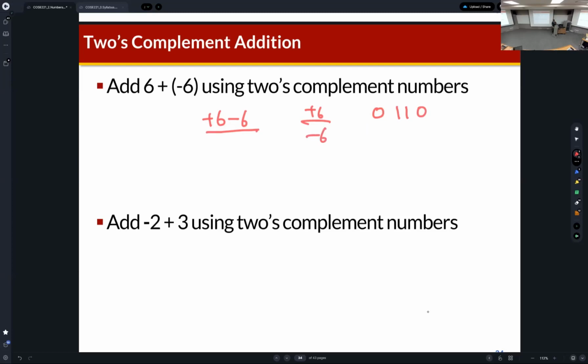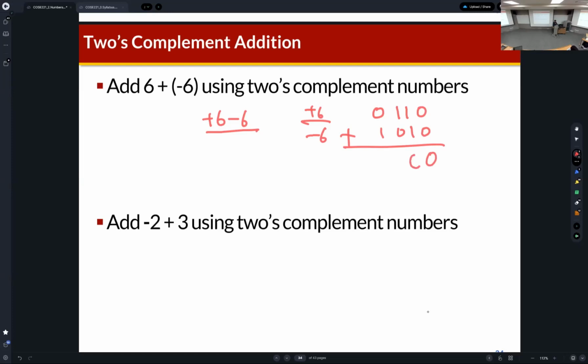Actually, we will learn, but minus 6 is 1, 0, 1, 0. Why? Because this is the minus 8. This is plus 2. So actually, this is the minus 6 using the two's complement number. So, add. What is the result? It's a 0.